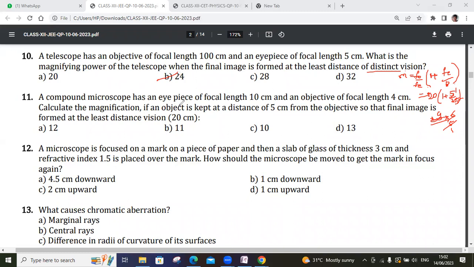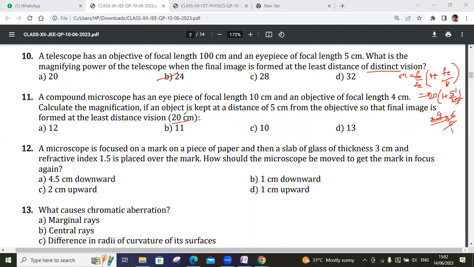A compound microscope has an eyepiece of focal length 10 centimeter and an objective of focal length 4 centimeter. Calculate the magnification if an object is kept at a distance of 5 centimeter from the objective, so that the final image is formed at the least distance of vision, and it is given to be 20, not 25. Okay, they have mentioned in the question 20 centimeter. So we will take 20 centimeter as D, capital D, the near point.